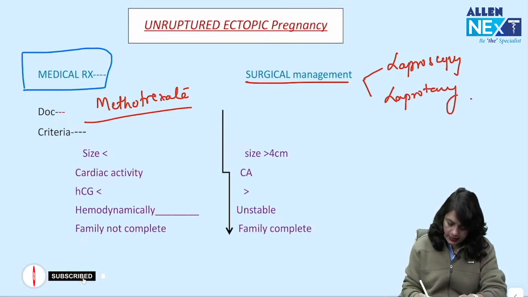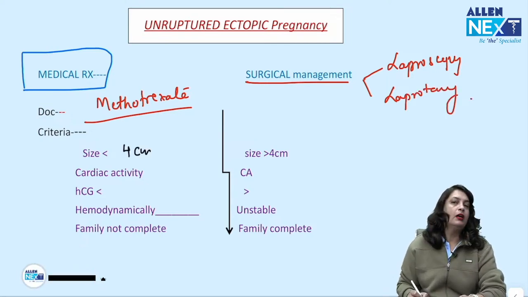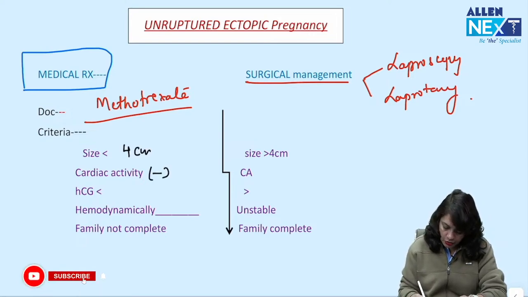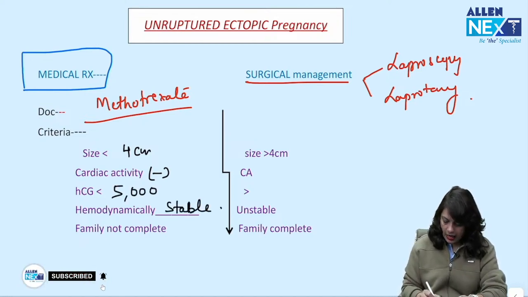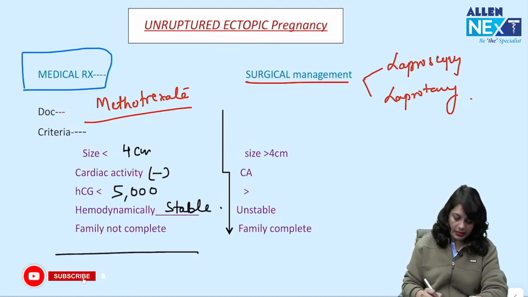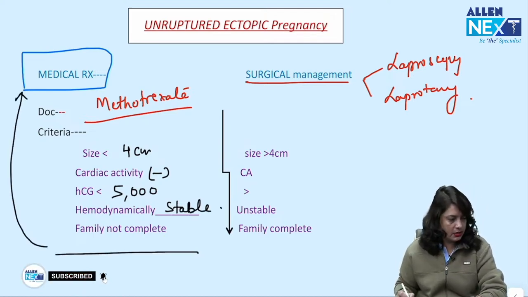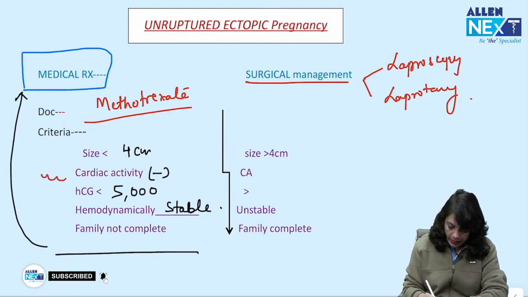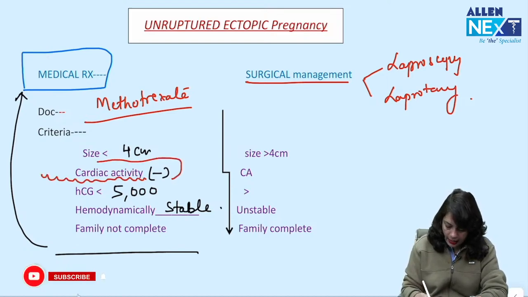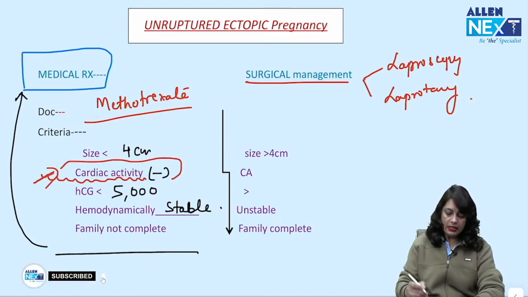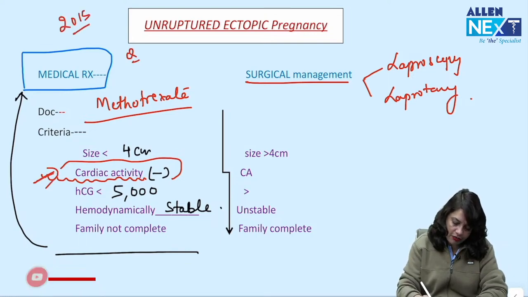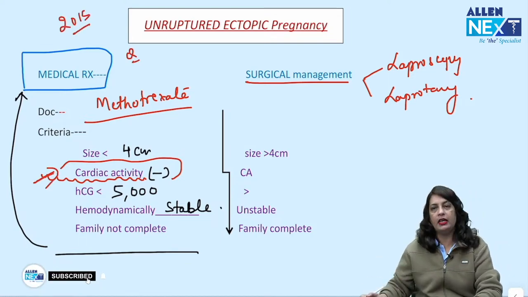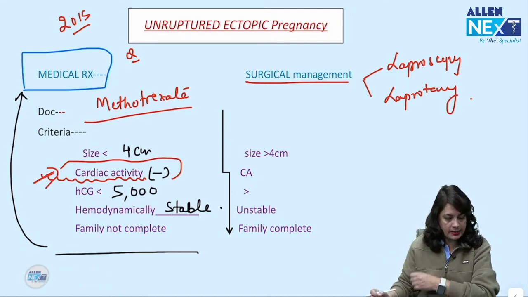For methotrexate, the size of the ectopic pregnancy should be less than 4 centimeters, cardiac activity should be absent, beta HCG should be less than 5000, the patient should be hemodynamically stable, and the family is not complete. Those are points favoring medical management. A very important criterion for medical management is that cardiac activity should be absent. This criterion was already asked in the FMGE exam 2015, and definitely in the PG entrance exam.